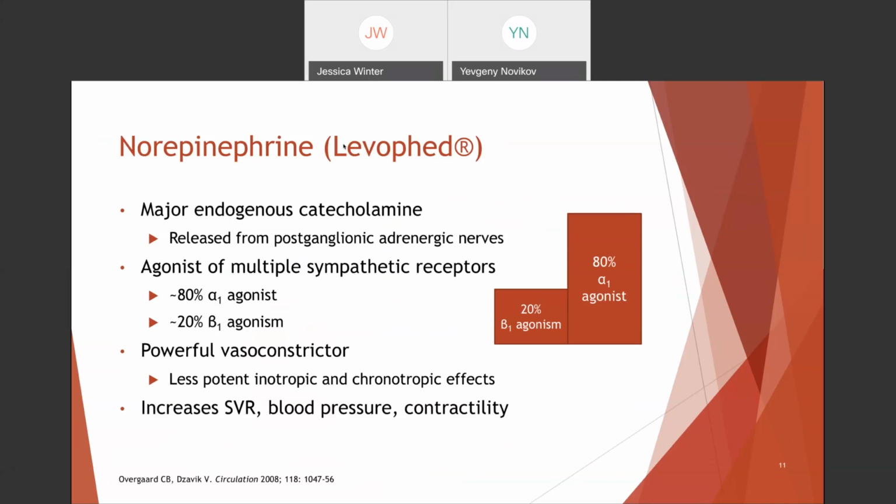This is oftentimes advantageous because if you're increasing alpha-1, you're increasing systemic vascular resistance, which is good because you want to increase mean arterial pressure. However, you can also increase afterload. So if you increase the afterload, the extra help from that 20% beta agonism can help your cardiac output overcome the increased afterload.